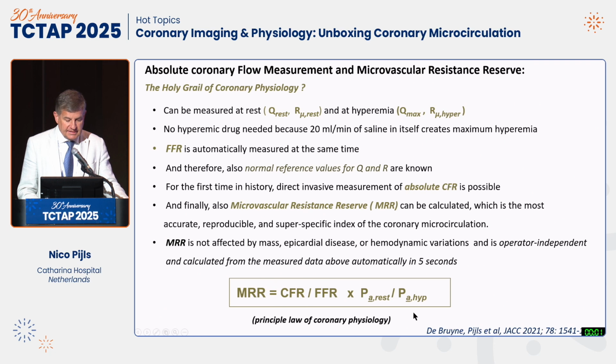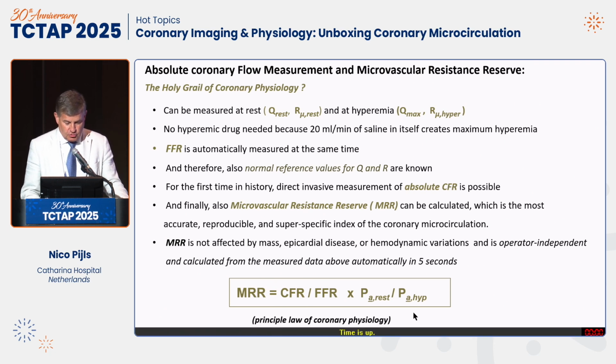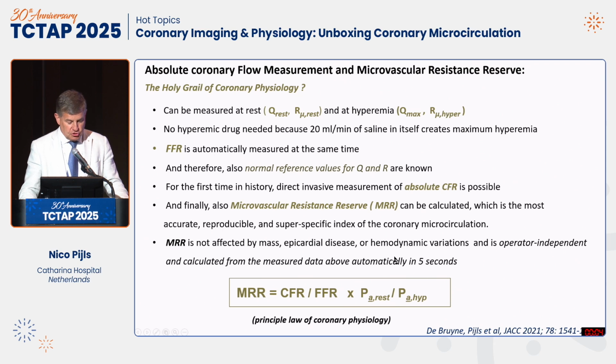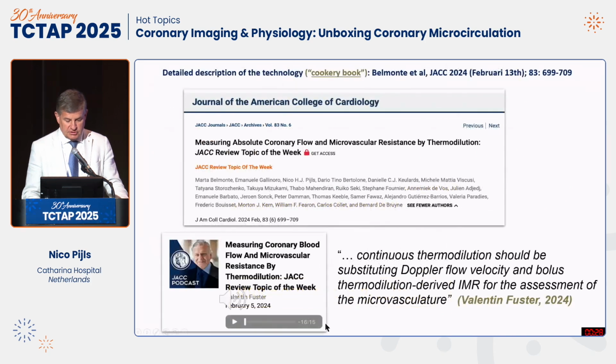So I believe that this measurement is the holy grail of coronary physiology. You can easily measure all the parameters. You do not need a hyperemic drug. You are measuring FFR automatically at the same time. For the first time in history, you can also measure absolute coronary flow reserve, and you can calculate this index of microvascular resistance and express it in terms of CFR and FFR. So these three major indices are combined in what we call the principal law of coronary physiology.